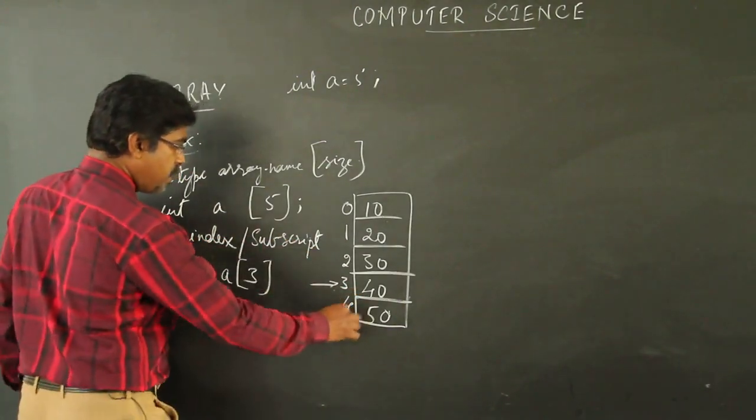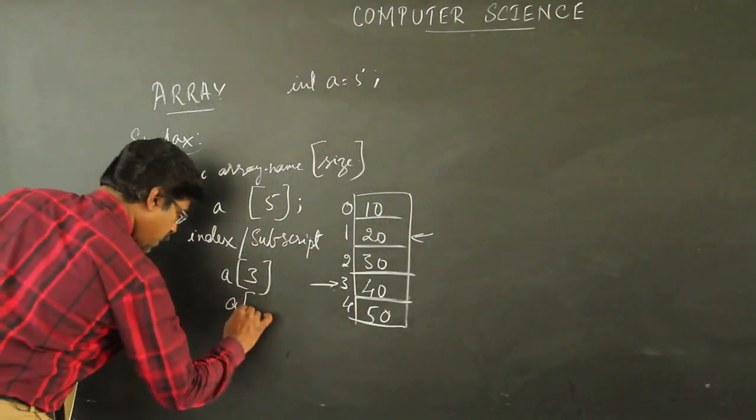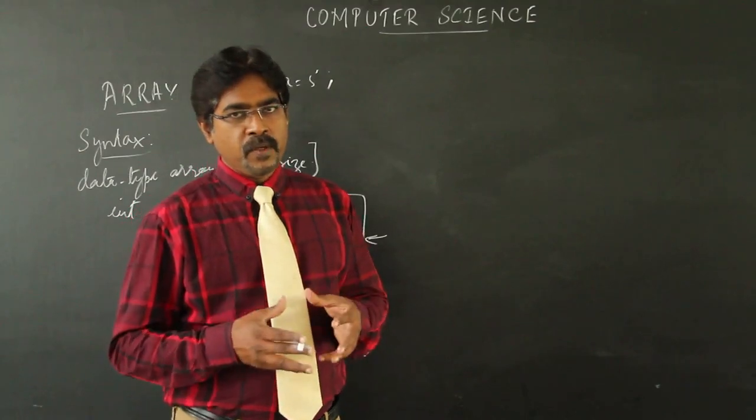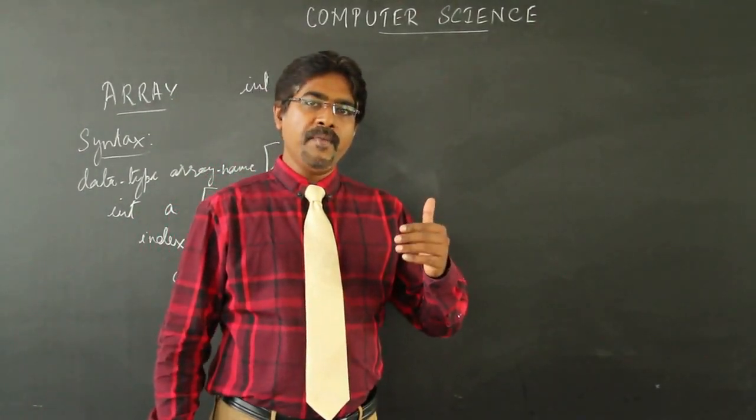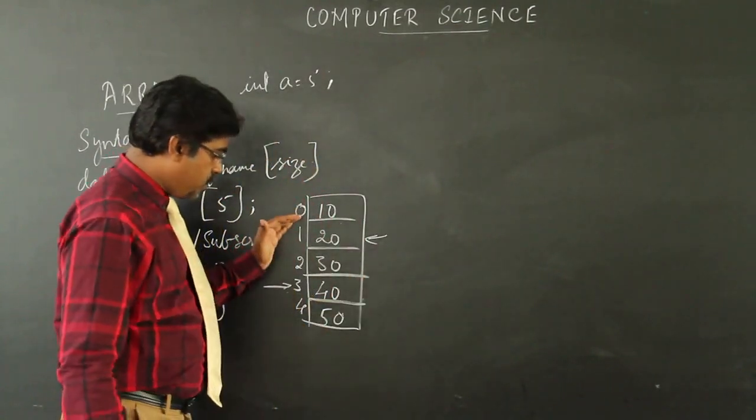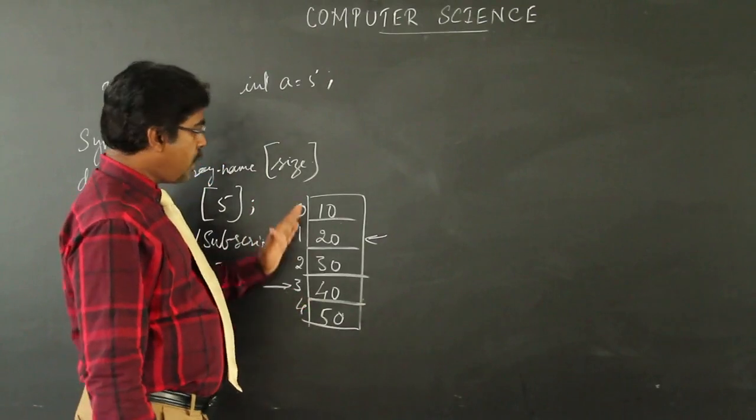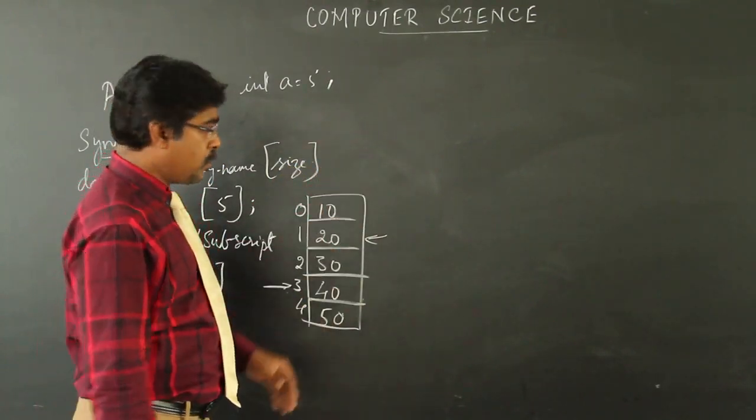Likewise, if I want to access 20, I will be taking A of 1. While accessing the array, we will be using a for loop, because we will be storing elements in sequential order, beginning from 0 and ending with size minus 1. Hence, an array also needs to work with a for loop.